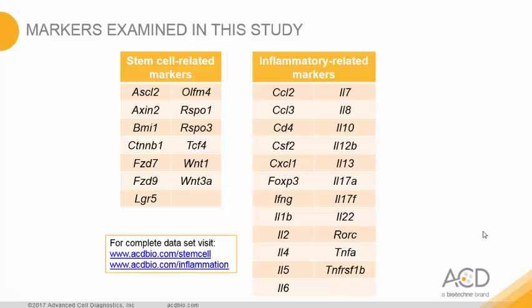Colons from all mice were formalin fixed, paraffin embedded, and then sectioned. The RNAscope assay was performed to examine several stem cell and inflammatory-related markers. In this presentation, I will show a subset of these markers, but you can find the complete data set on our website.